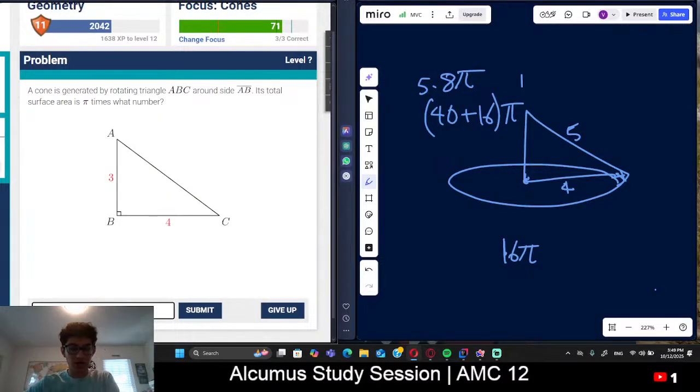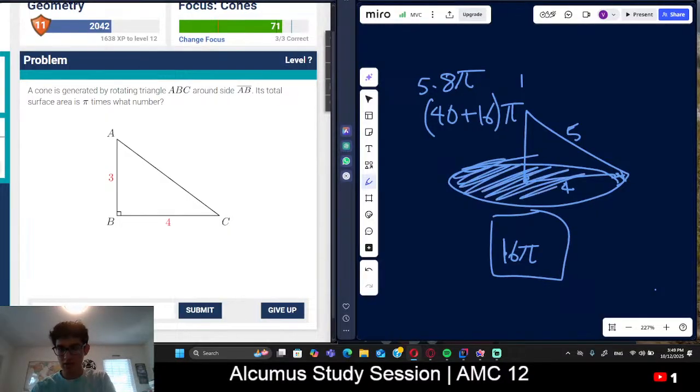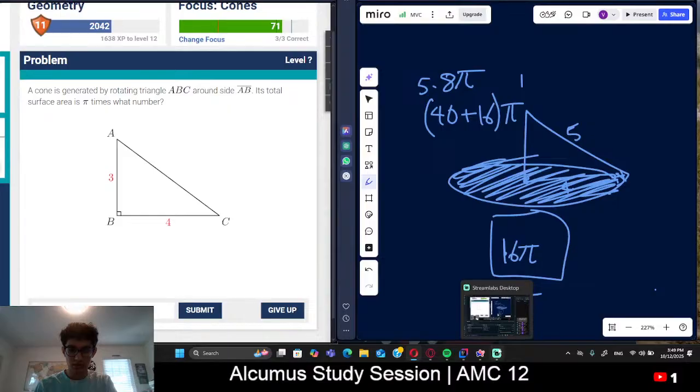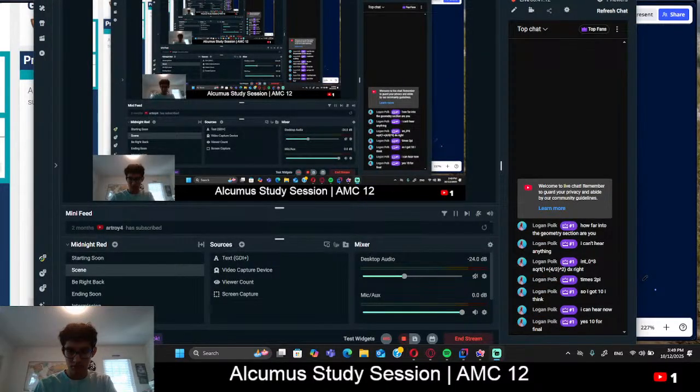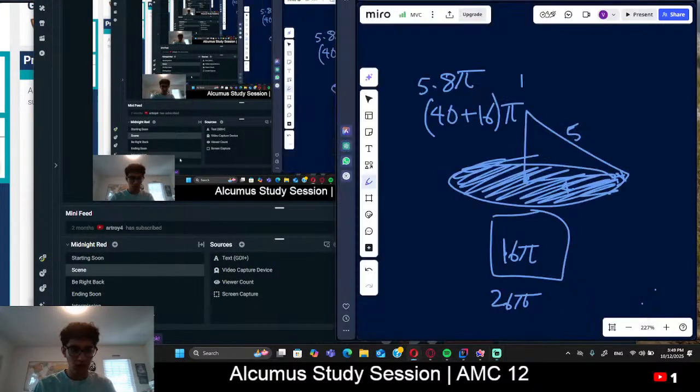But actually, there should still be 16 pi at the bottom, right? 16 pi from this bottom part of the circle. So I think we need to account for that and add that in too. So 26 pi, maybe. Okay, let's do that then.